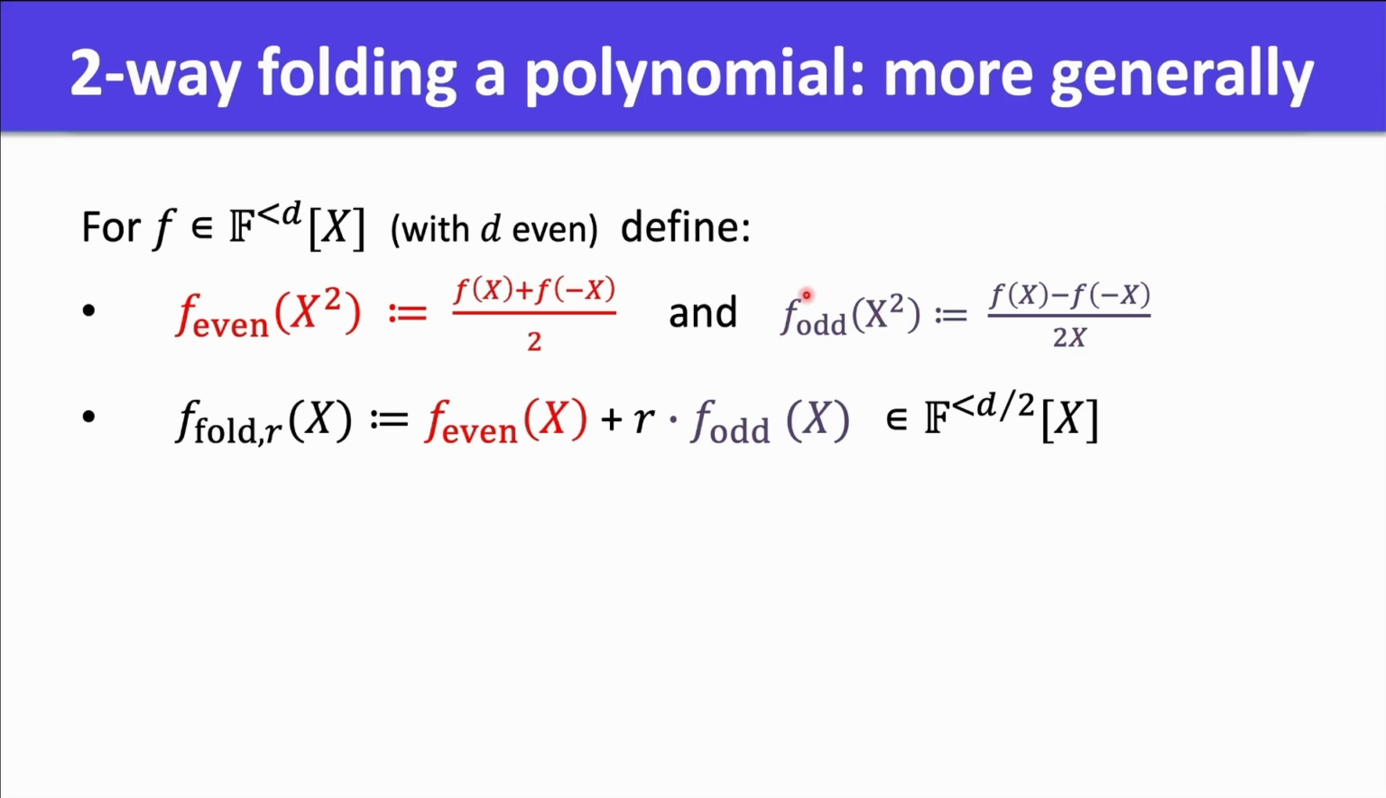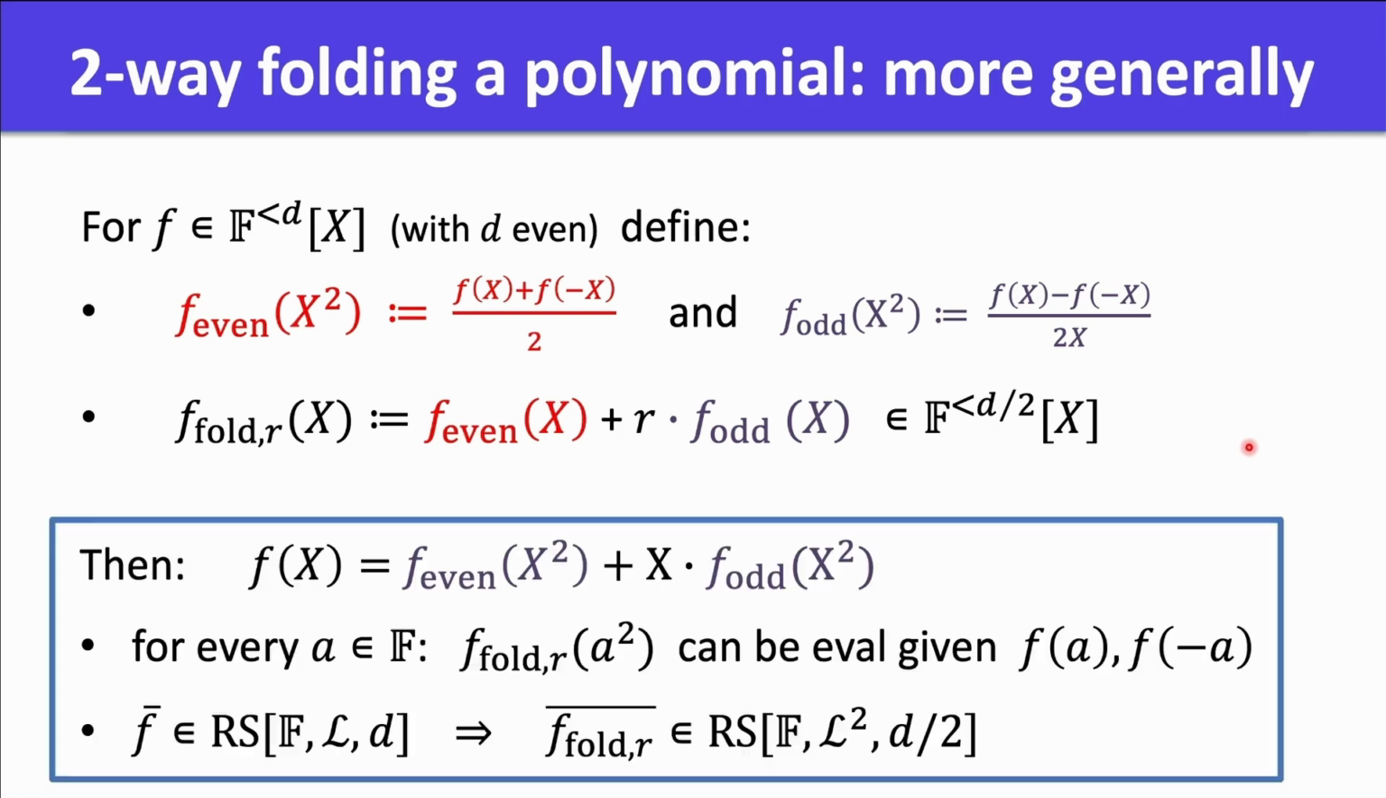The polynomial that contains the coefficients of all the odd degree monomials. And we define the folding as a random linear combination of f-even and f-odd. Notice that we started with a polynomial of bounded degree d, and we end up with a polynomial of bounded degree d over 2. Now, again, we have our relation that f of x can be evaluated using f-even and f-odd evaluated at x squared.